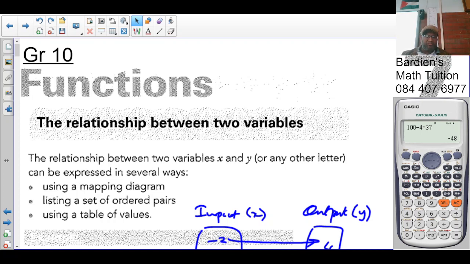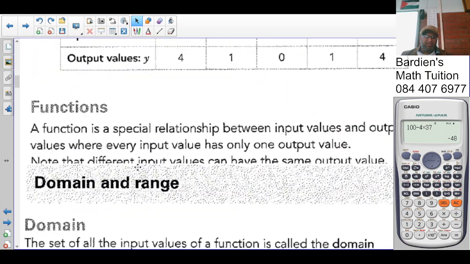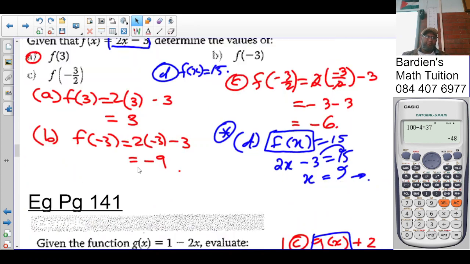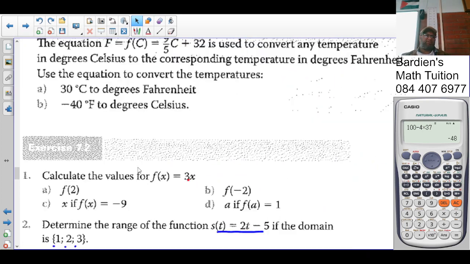We were busy with functions, correct? So let's get straight into it. You got your test you wrote yesterday. I'll send the memo to the WhatsApp group, okay?